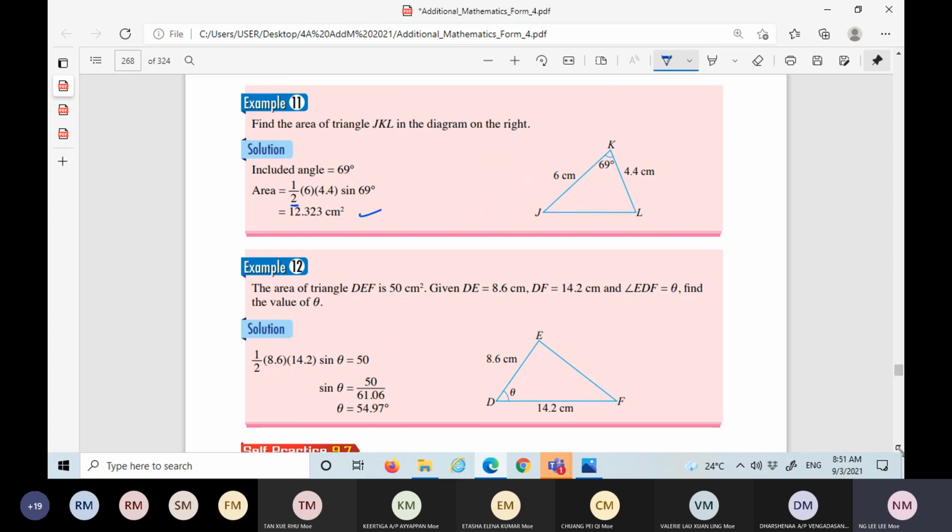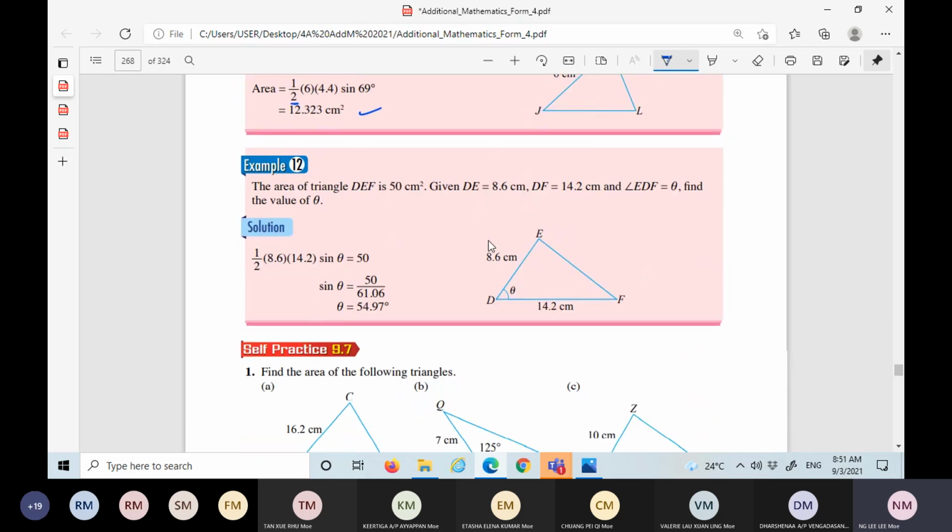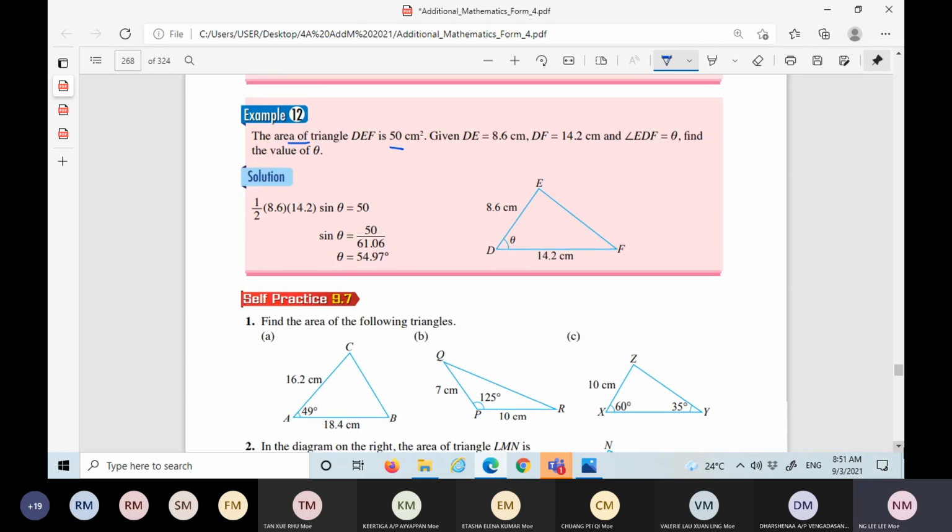The other example, they give you the area and they're asking for this angle. So you just make this become an equation. Same thing, the two lengths and the included angle. So half times 8.6 times 14.2 times sine theta, which is the theta we don't know, equals 50, because they give you the area of the triangle is 50. Then find the theta. So this one will be your homework.